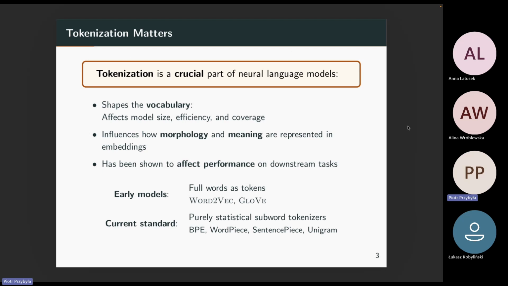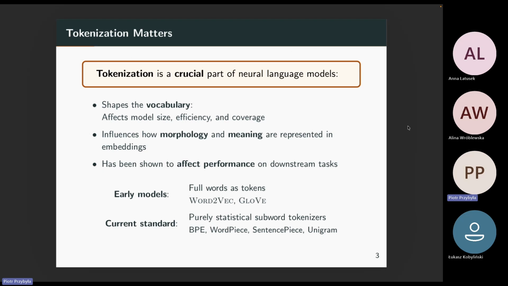So how was it done in the past? This is a reminder from the basics of NLP. The early models for distributional semantics were using full words as tokens, right? So with some very easy and dirty rules for removing punctuation and spaces, every word can be used as a separate token. Now, there's a problem with that.